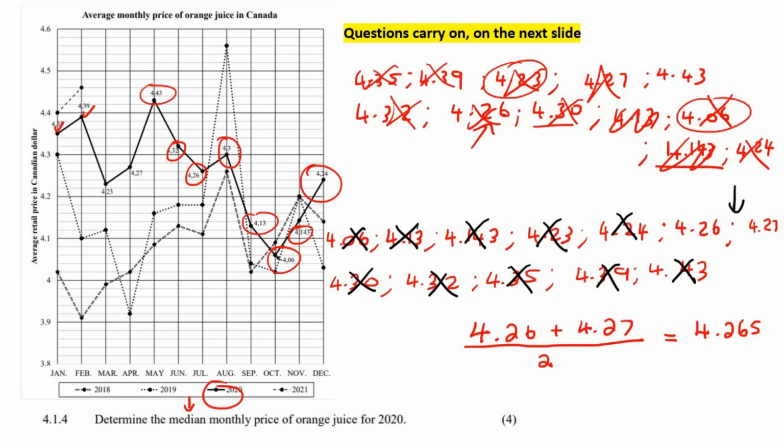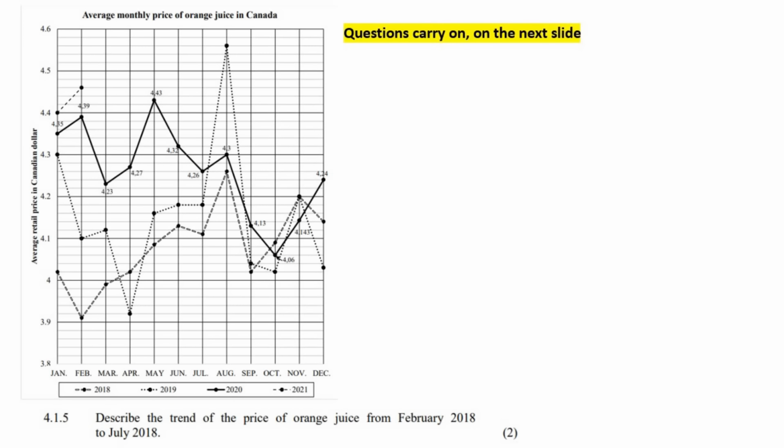Okay. This question says, describe the trend of the price of orange juice from February 2018 to July 2018. So 2018 is this one over here.